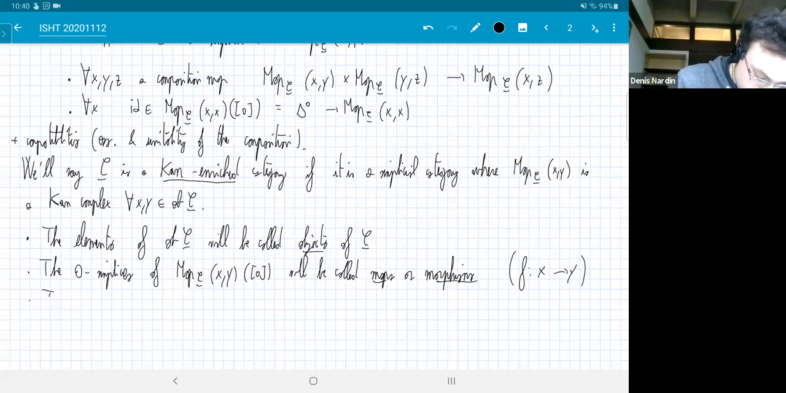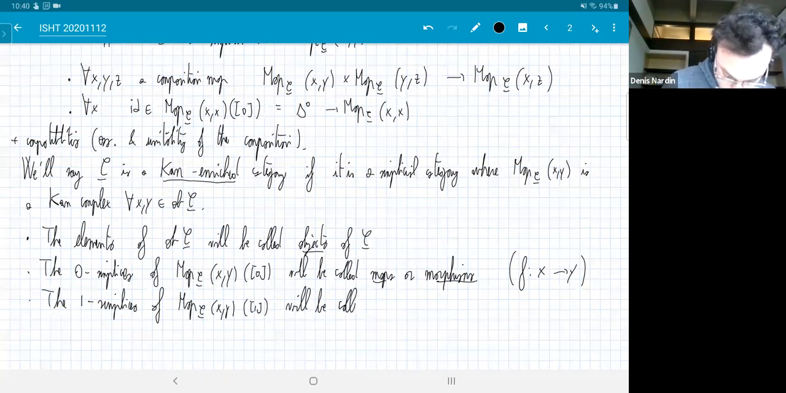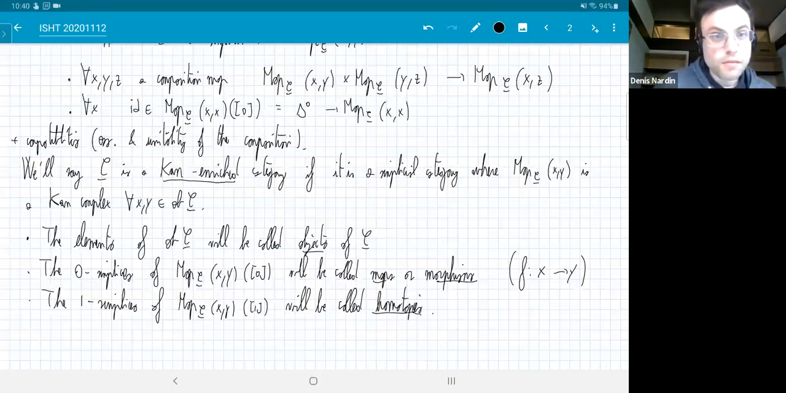And the one simplices of map C X comma Y will be called homotopies between maps. Sometimes this will make more sense when it's a Kan-enriched category, in fact, when maps where homotopies have inverses and so on. So there are literally paths, if you want, in these mapping spaces, and sometimes I write stuff like this.